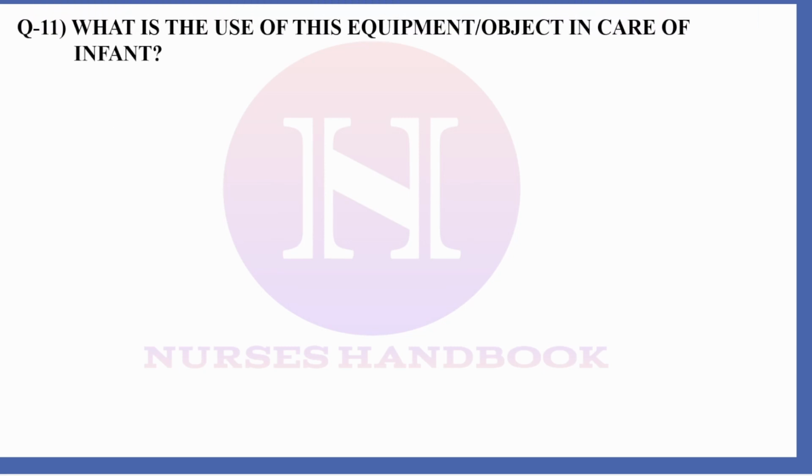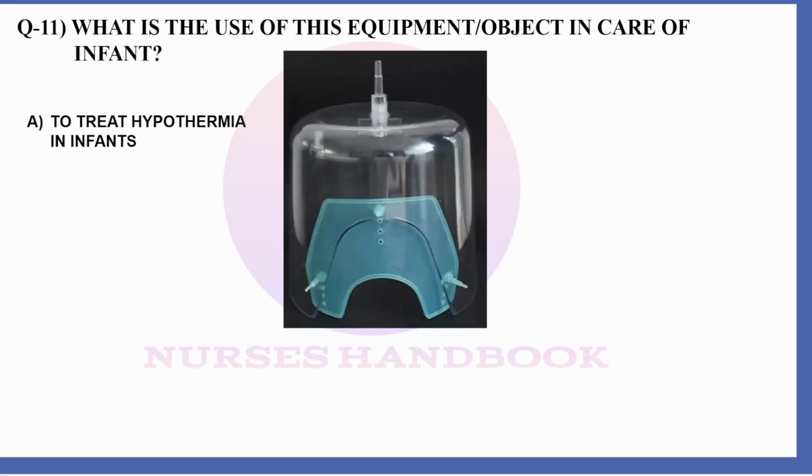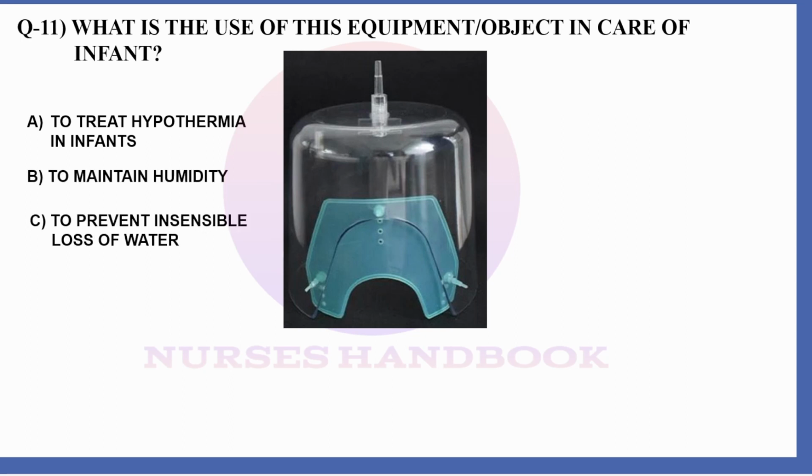Question number 11. What is the use of this equipment or object in care of infant? Option A, to treat hypothermia in infants. Option B, to maintain humidity. Option C, to prevent insensible loss of water. And option D, to provide oxygen. And the correct answer is option D, to provide oxygen.